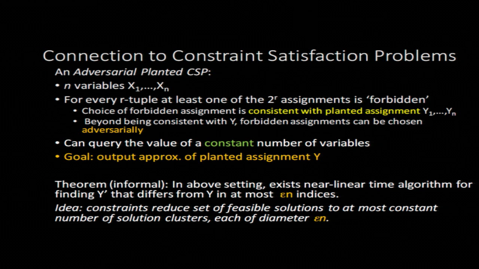And so then our theorem restated in this setting is that we have a near linear time algorithm for finding an approximation to y. And the main idea is that these constraints reduce the set of feasible solutions to at most a constant number of solution clusters, which we're then able to identify the planted assignment by querying only a constant number of variables.